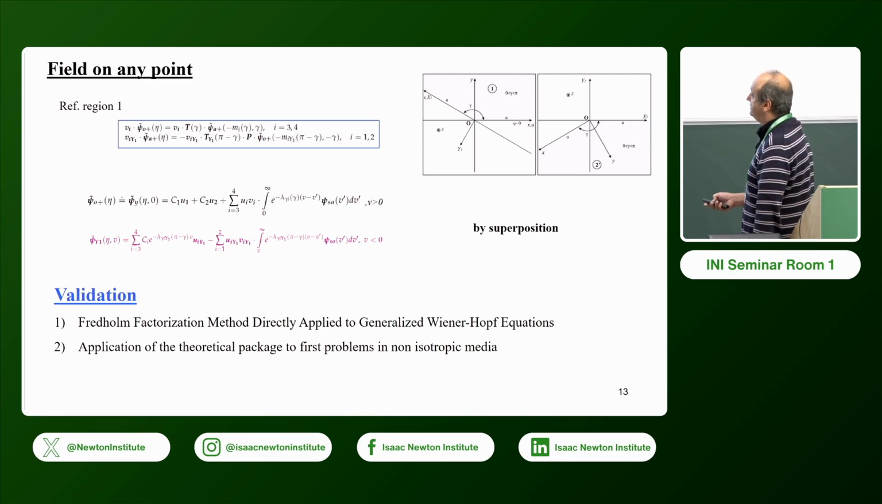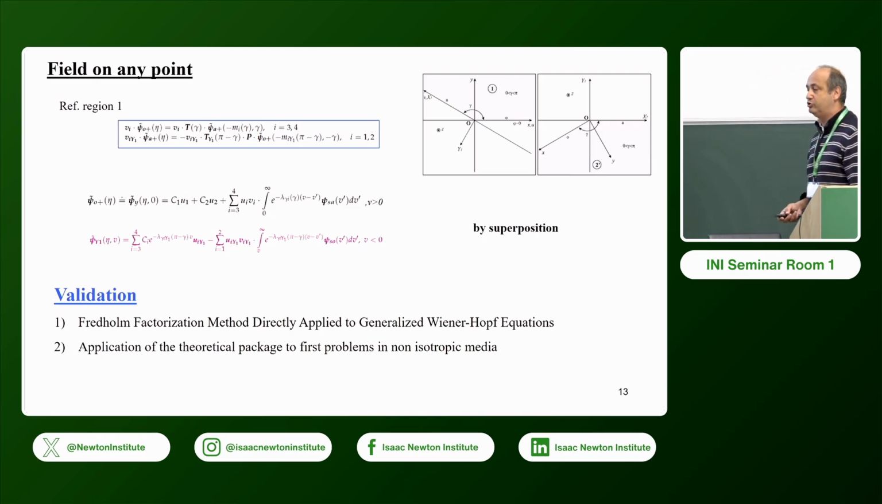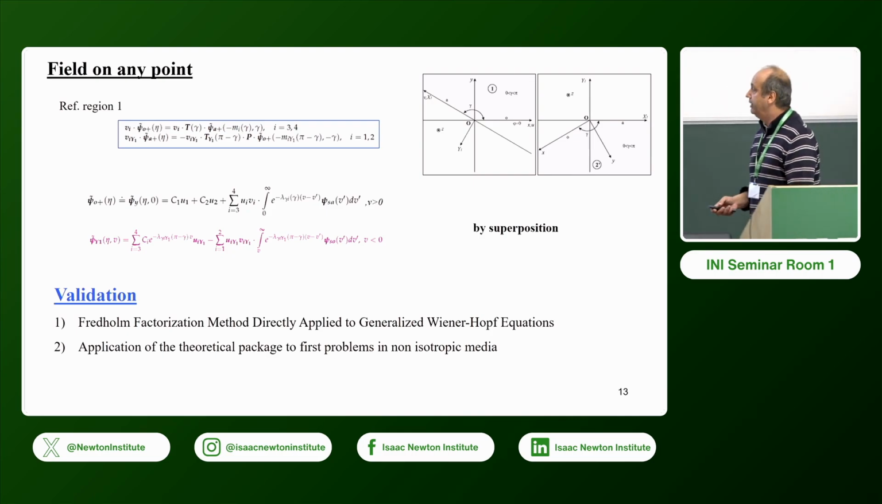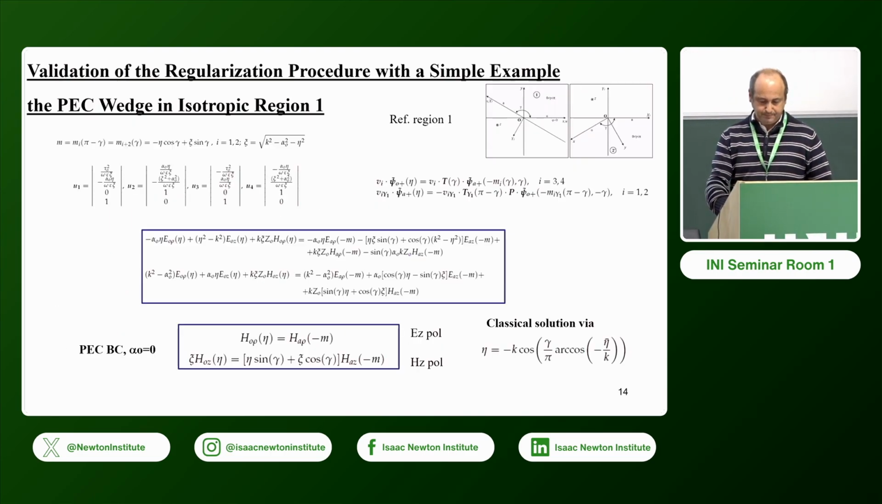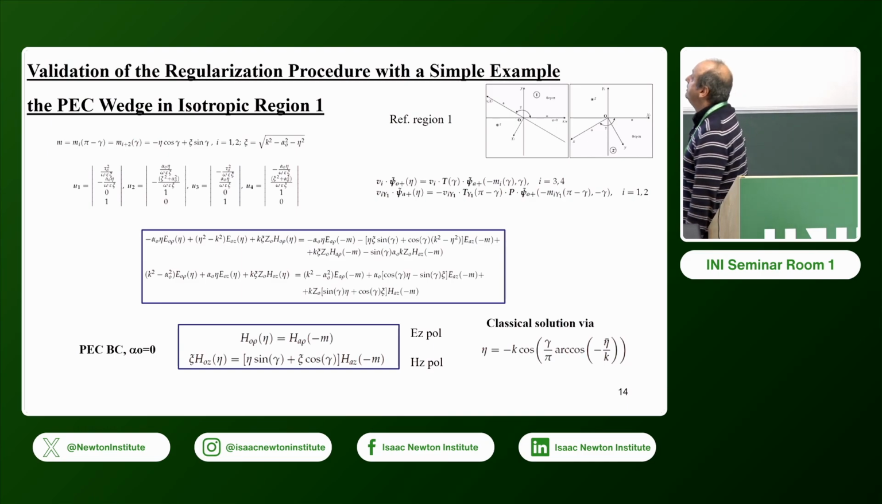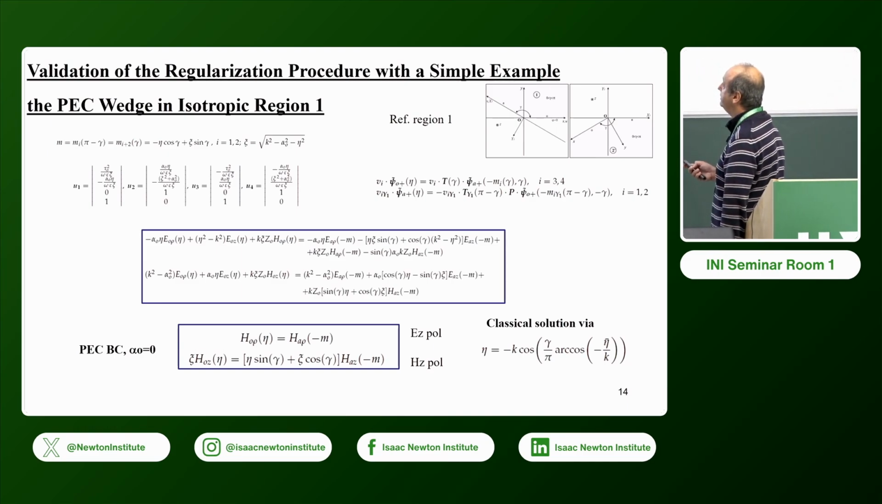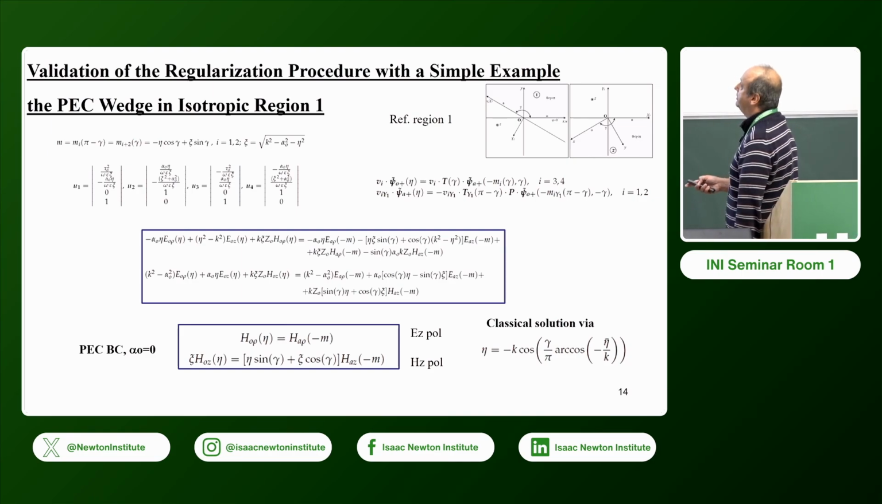And the second validation will be to show two particular problems in arbitrary linear media, in non-isotropic media. So I will show some results on gyrotropic media and in biaxial media. So this is the validation for the perfect electric conducting wedge, region 1. I reported here the simplified expression for M in the case of this isotropic region. So we have only one M in this case.